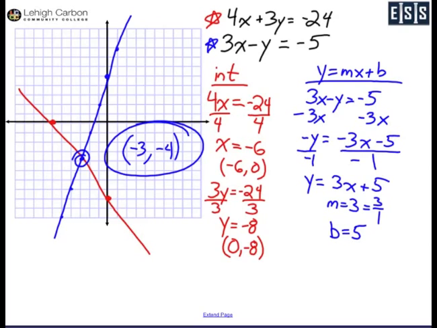Now in this case, for the red equation, I use my intercepts to graph, and for the blue equation, I use my slope-intercept form. It doesn't matter which method you use to graph it, you just need to make sure you graph it accurately.